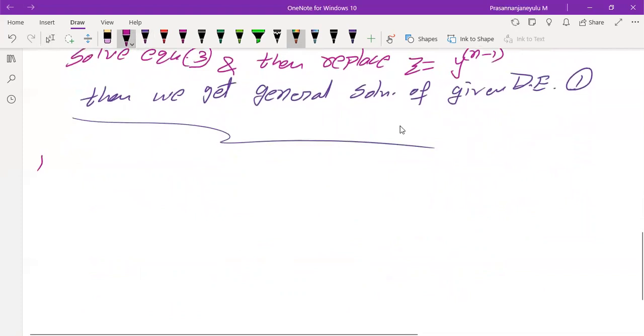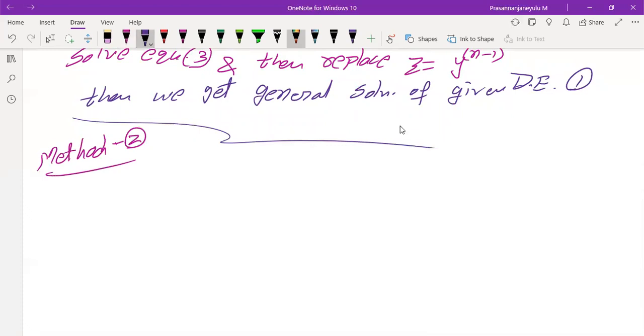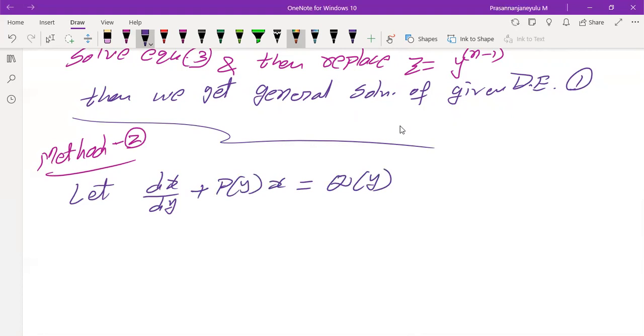In the same manner, I am giving you method number 2, just for your practice. Method 2. What is the general differential equation of linear D in terms of x? dx by dy plus p of y into x is equal to q of y. This is linear D in terms of x, but here I am going to discuss it as Bernoulli's D in x. So we can write x power n as a Bernoulli's D in x.